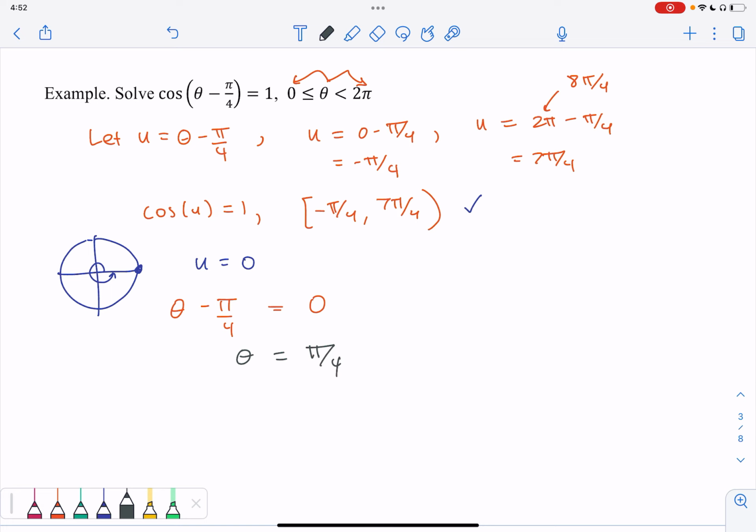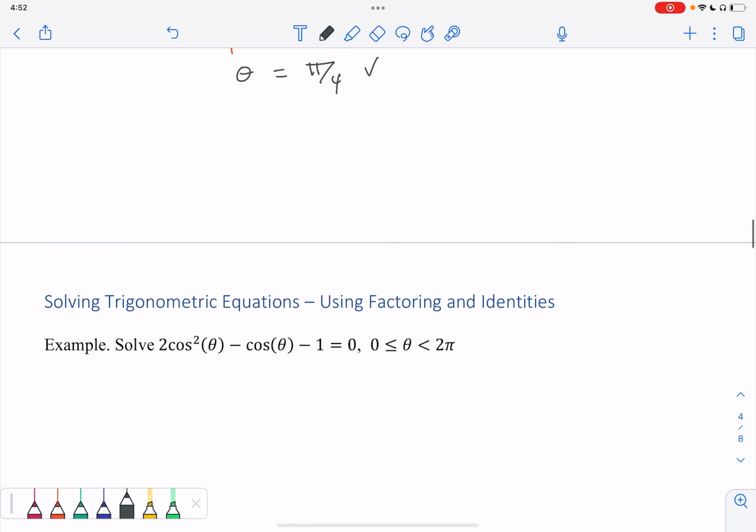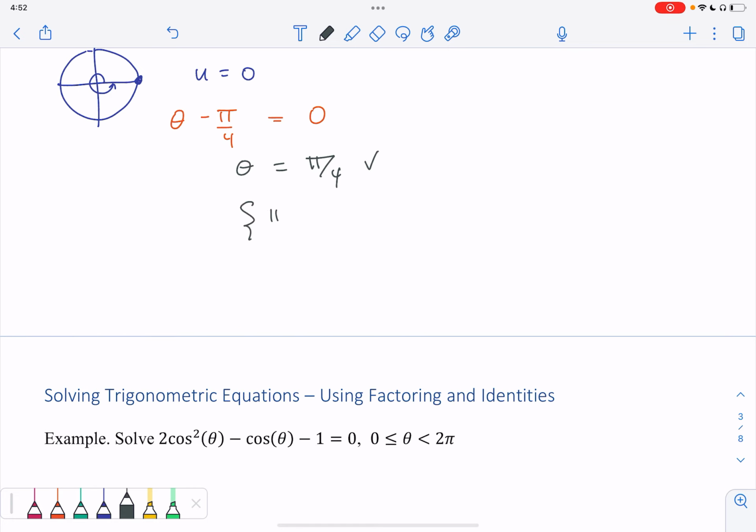Now, is pi over 4 in 0 to 2 pi? Yes. So feeling good about that. And so my solution set is just pi over 4.